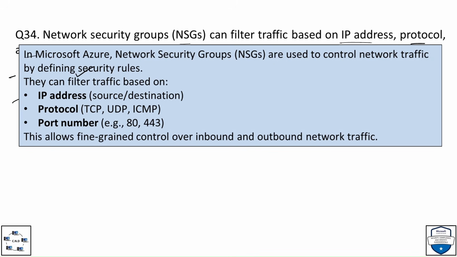So in Microsoft Azure, NSGs are used to control network traffic by defining security rules, and the rules can filter traffic based on source and destination IP address, protocol such as TCP, UDP, ICMP, and port numbers such as 80 for HTTP or 443 for HTTPS. So this allows fine-grained control over inbound and outbound network traffic.